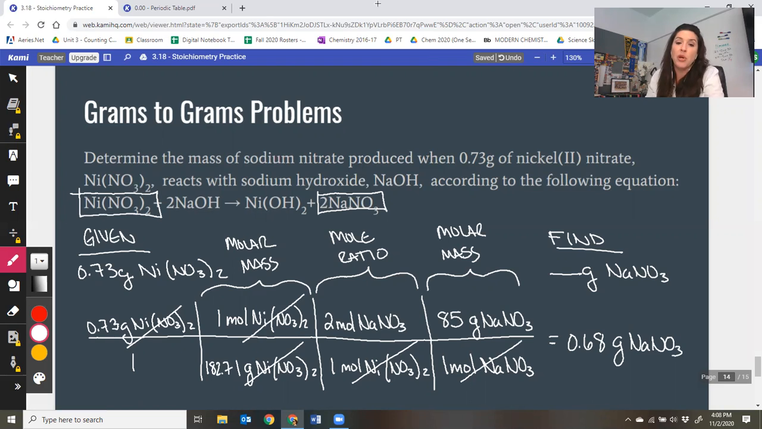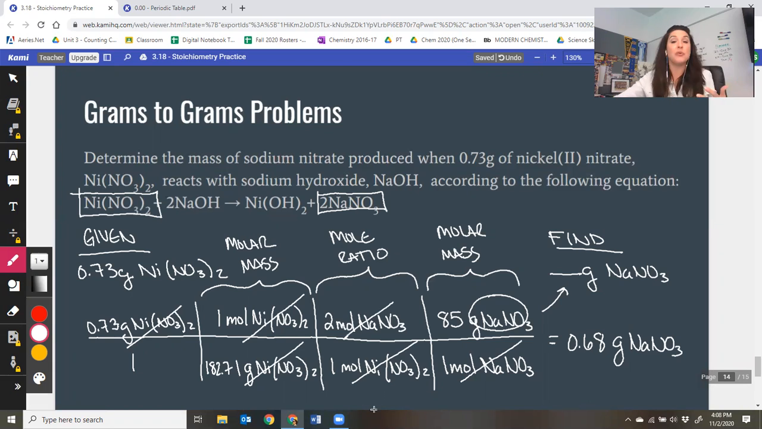I chose to put the 1 mole down below and then molar mass up top. And again, this is just taking from the periodic table 1 sodium, 1 nitrogen, 3 oxygens, and adding them all up. And that's what the molar mass is. So now I know that I am done because my final unit matches what I'm trying to solve for. Punch it in my calculator, and I got 0.68 grams of sodium nitrate.